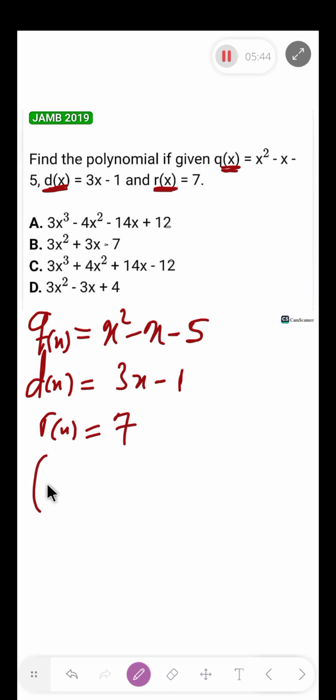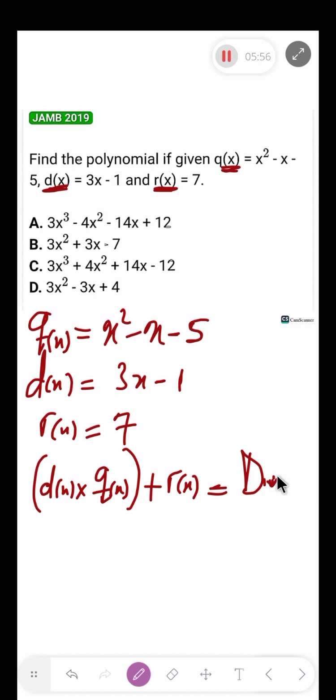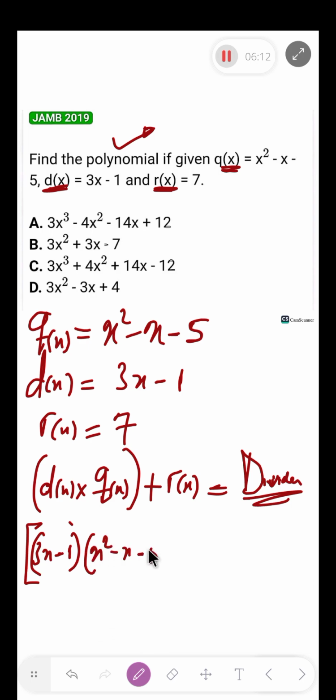We all believe that if I multiply divisor and quotient together plus the remainder, I will surely have the dividend. The dividend is the polynomial itself. It's the polynomial you're actually looking for. So here in this case, I have the divisor as 3x minus 1, times my quotient, x squared minus x minus 5, plus the remainder, which is 7. So let's see what this is going to give us.